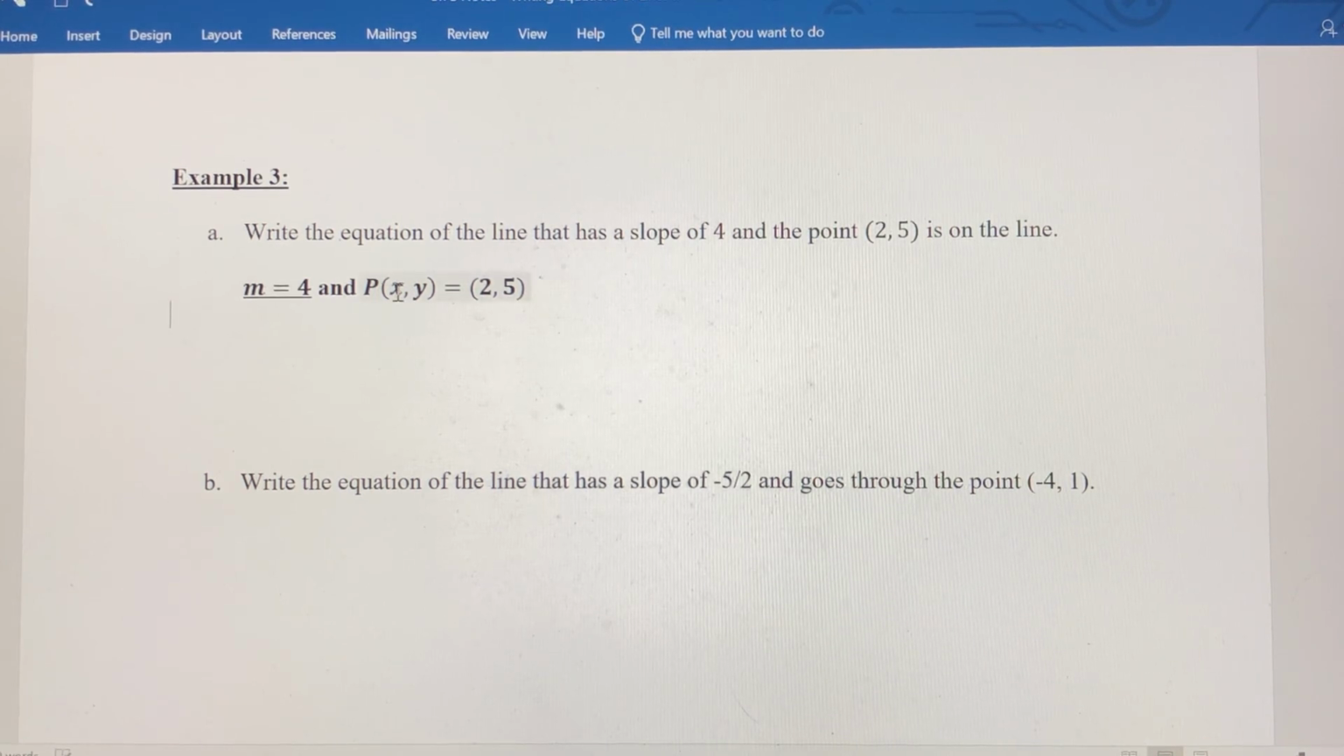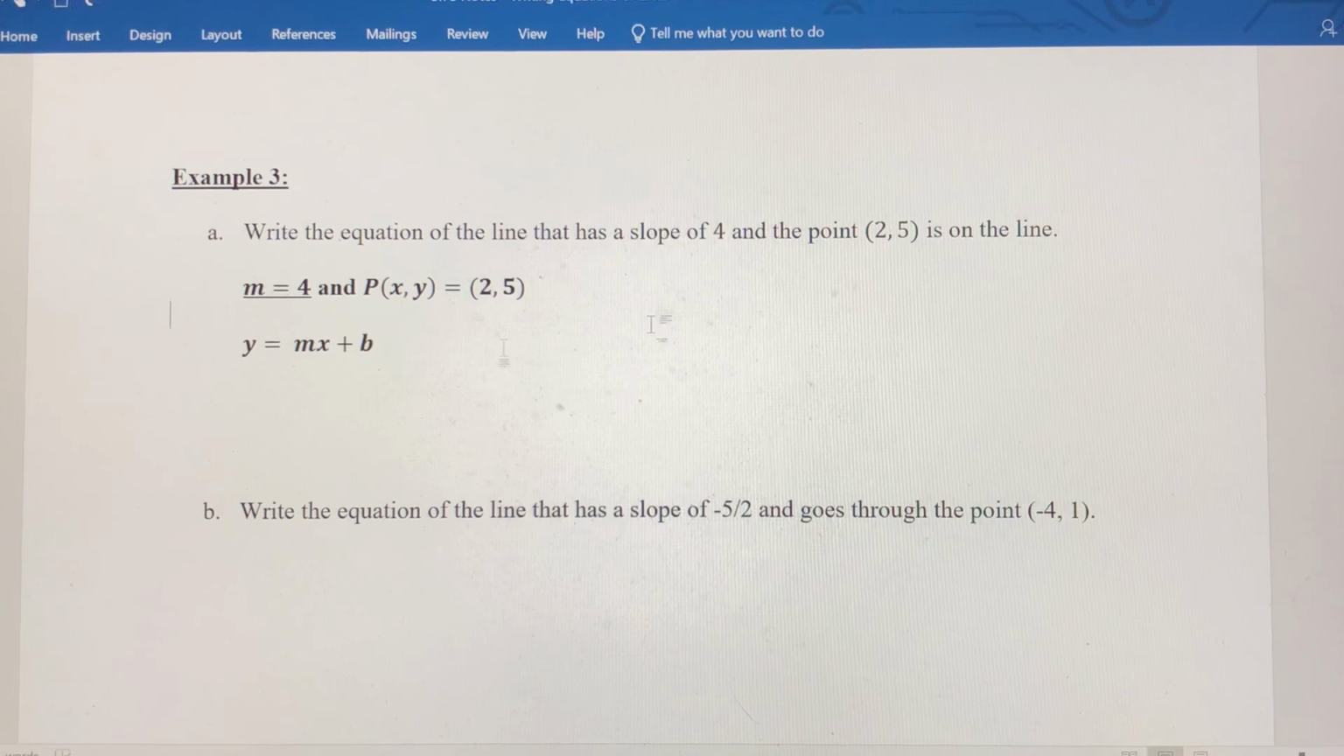All right, so the point is x comma y, so that means x and 2 are going to be the same thing, and that means y and 5 are going to be the same thing for the purposes of the way we were going to work this problem, okay? So we know that slope-intercept form is y equals mx plus b, and I know 3 of these 4 variables. I don't know the 4th one, so I need to find it.